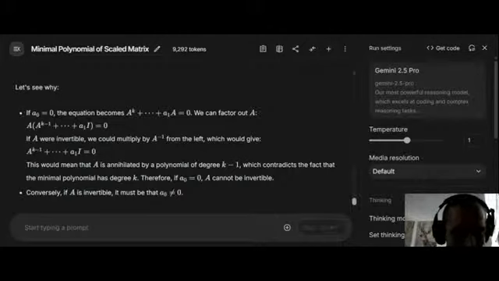Proof: if the constant term in the minimal polynomial is zero, the matrix is not invertible.